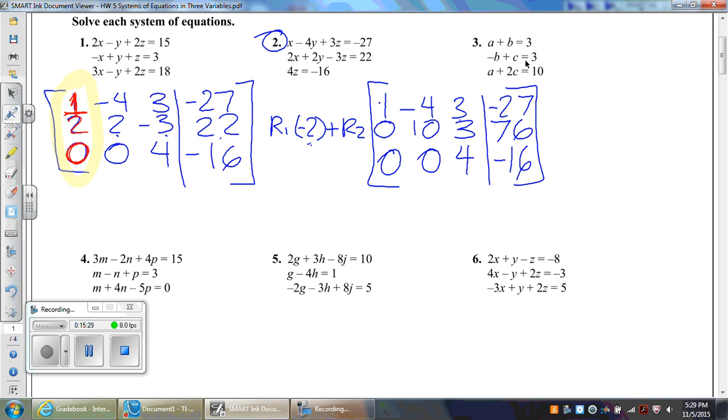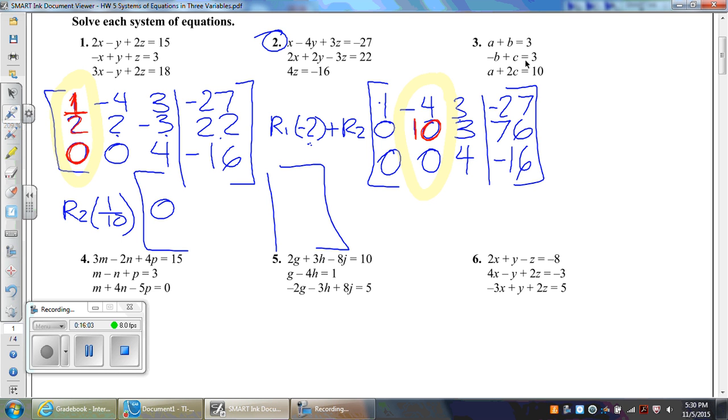And now, our next step here is going to be to make that number 10 turn into a 1. So remember, now we need to move on to the second column. And so the way that we're going to make that 1 will be by multiplying R2 times 1 over 10. And so that will give us 0, 1, 3 tenths, and 76 over 10.